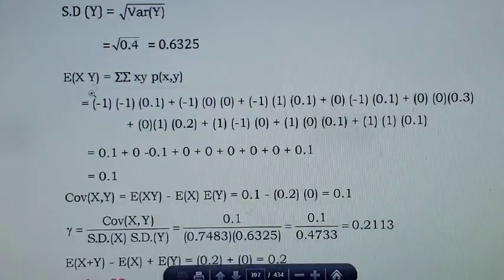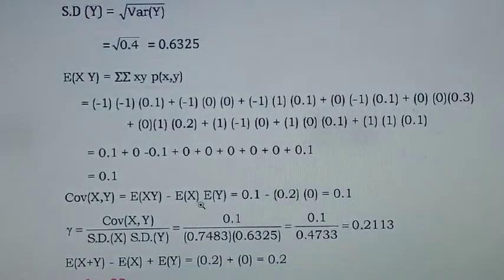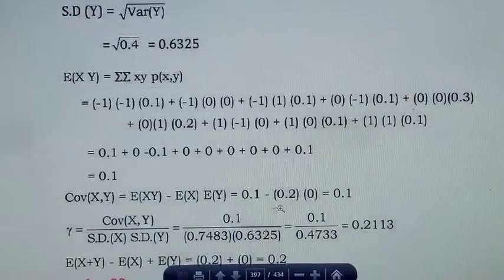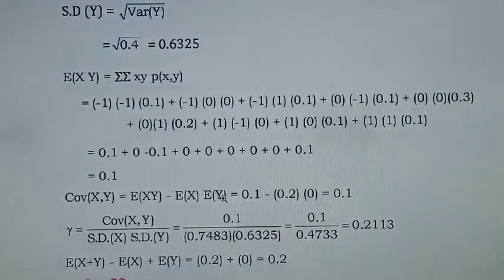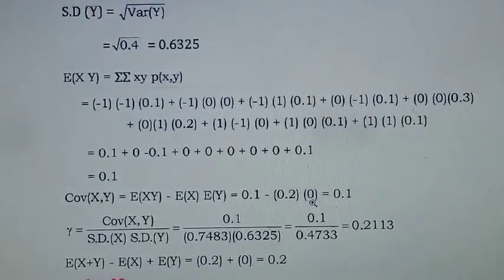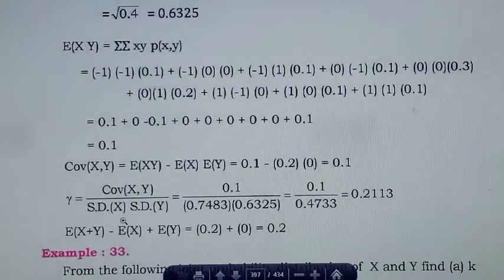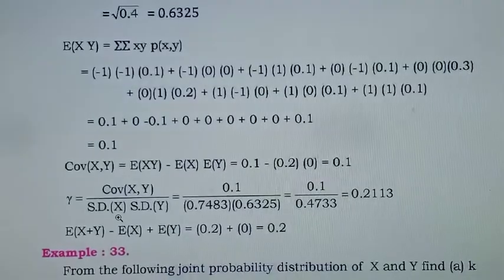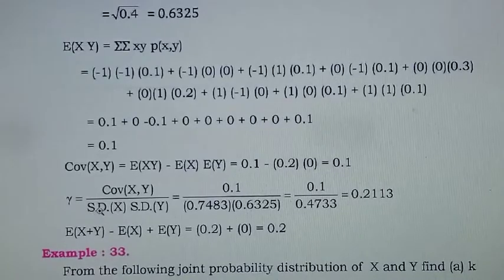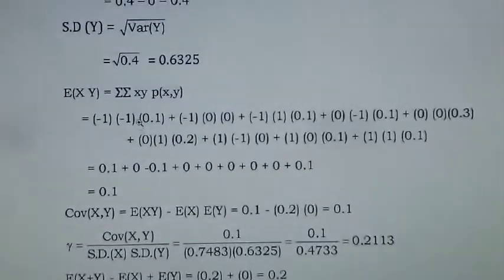Then substitute this expectation of xy in the covariance. I said the formula: expectation of xy minus expectation of x into expectation of y, that equals 0.1 minus, already these two you calculated, expectation of x and expectation of y. Substitute here and you will get 0.1. And I said covariance xy by square root of variance of x into variance of y. Square root of variance is nothing but standard deviation, so directly here they have taken standard deviation. Then you understand why we calculated the standard deviation of x and standard deviation of y.